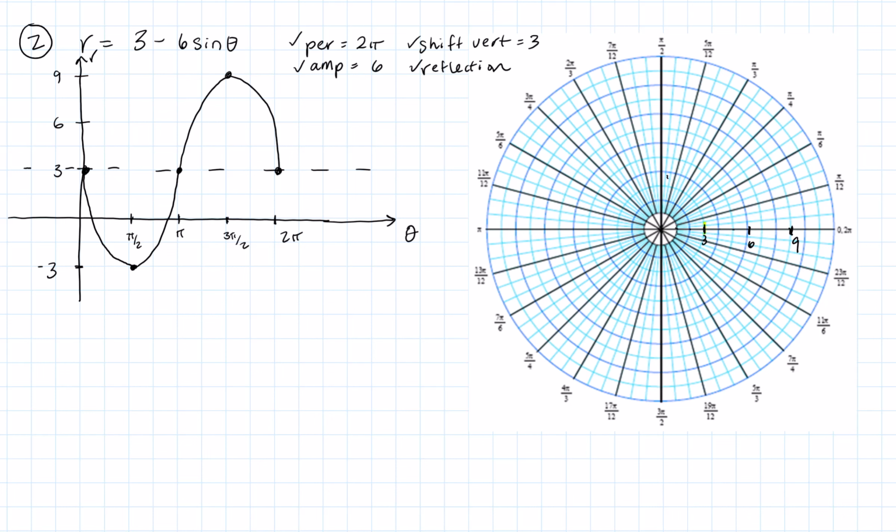Okay, so I know this video is going a little bit long, but let's just do one more example. I did some work ahead of time to save a little time here. So let's take r equals 3 minus 6 sine of theta, and let's graph this polar equation in the polar coordinate system. I went ahead and did a quick graph of this. It has a period of 2 pi, an amplitude of 6, a vertical shift up 3, and a reflection because of the minus.